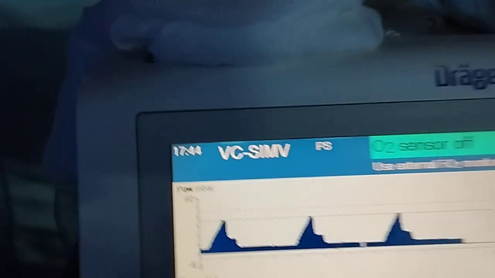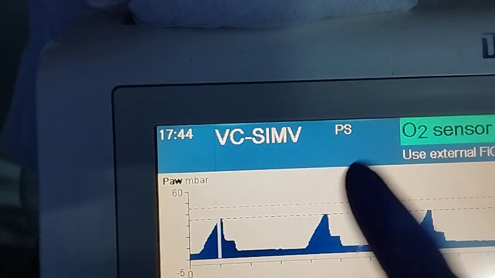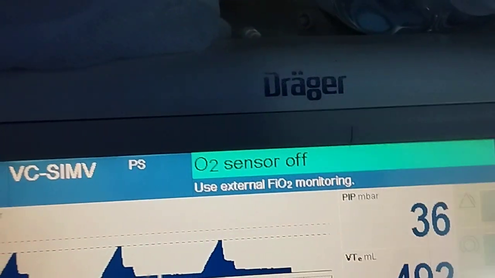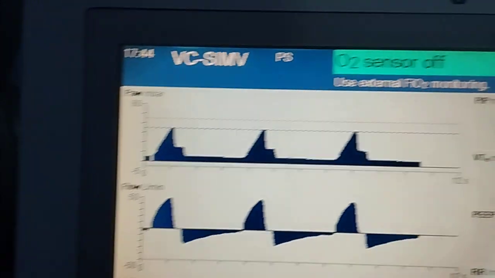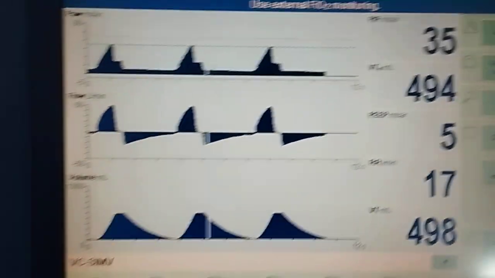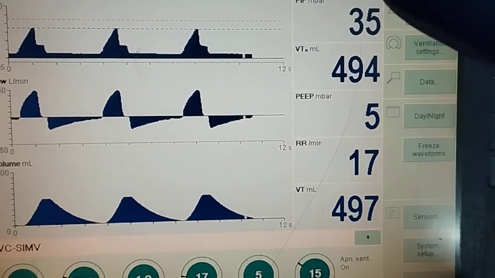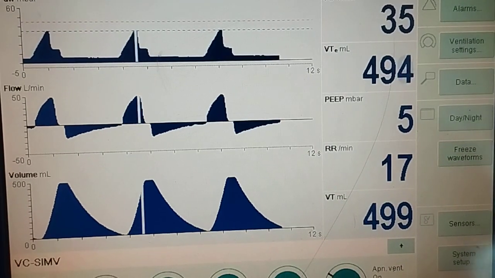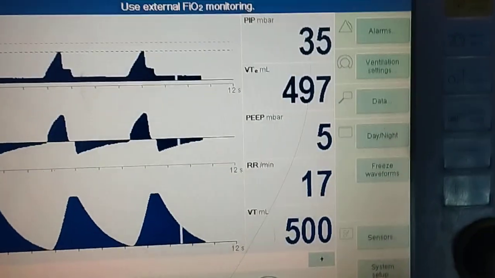So the first thing over here is this volume control synchronized intermittent mandatory ventilation. This is the ventilator from company Drager. Okay, so these are the graphs, and these are the settings which we have set over here, and these are the values of the patient, right? We will set these things, and what are the actual values of the patient, they will be shown along this line, right? So how we can change our settings?